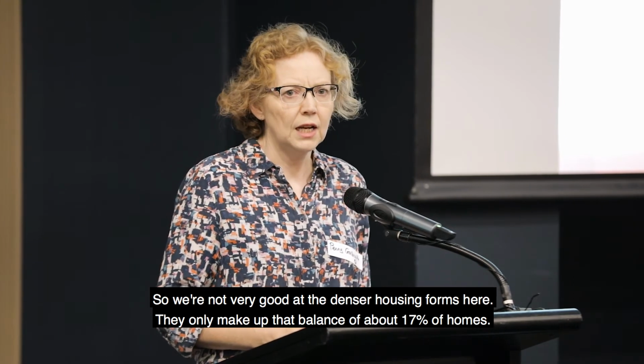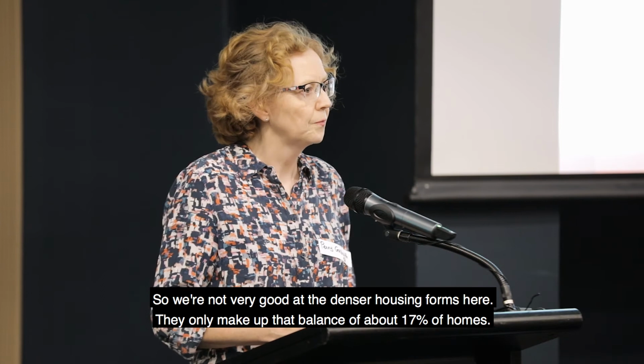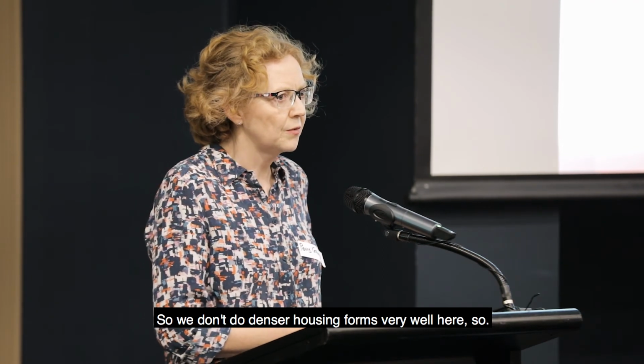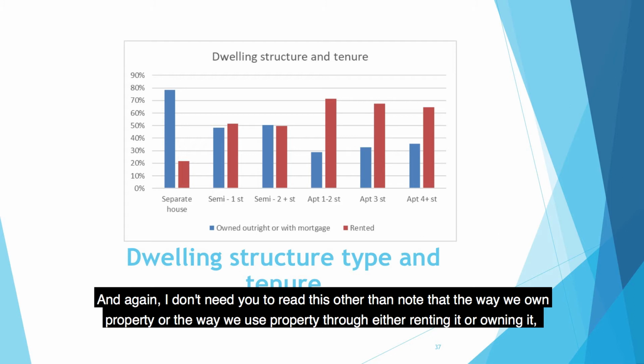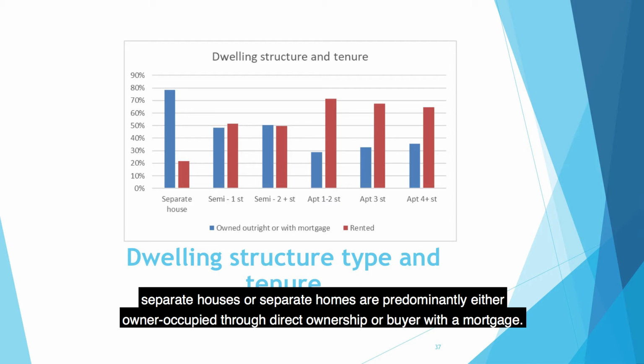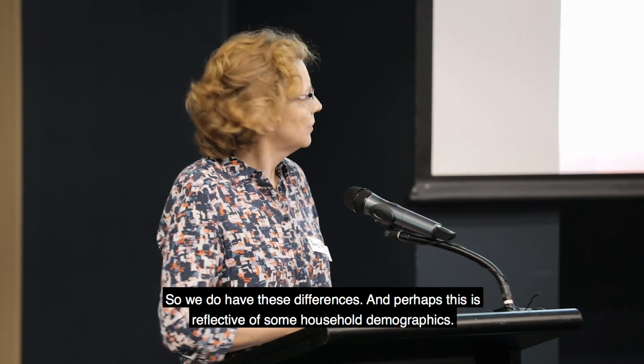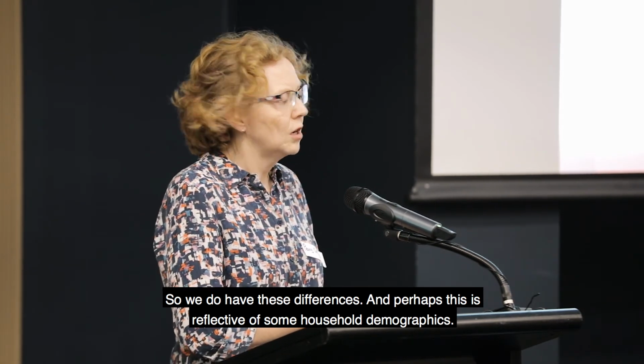So we're not very good at the denser housing forms here. They only make up that balance of about 17% of homes. So we don't do denser housing forms very well here. Again, I don't need you to read this, other than note that the way we use property, through either renting it or owning it, separate homes are predominantly owner-occupied, through direct ownership or via a mortgage. And what we find is that the higher density housing forms, such as apartments, are very, very predominantly occupied through tenancy. So we do have these differences, and perhaps this is reflective of household size and demographics.